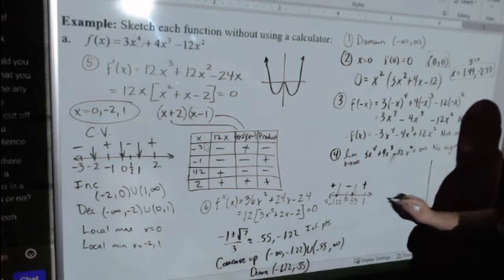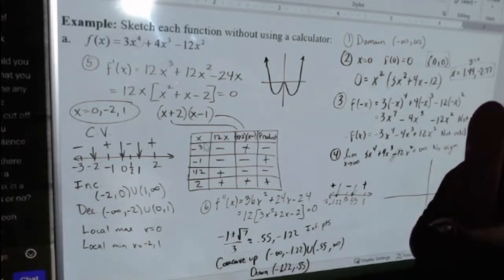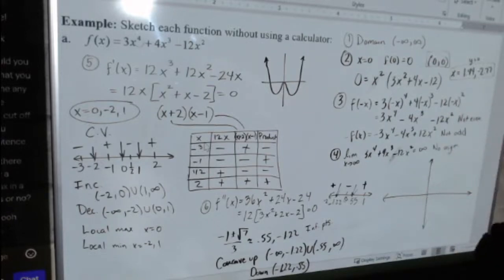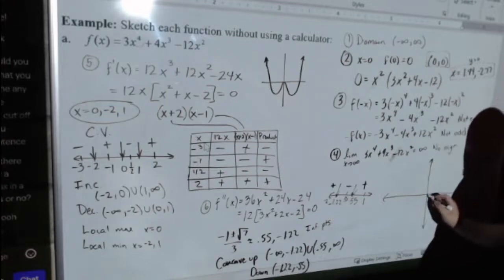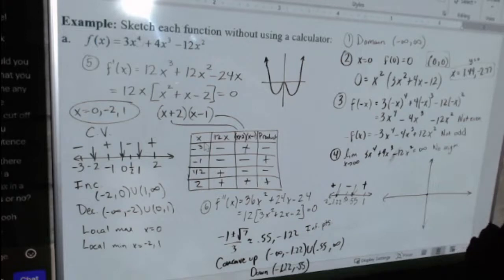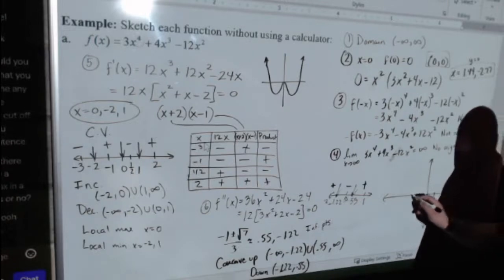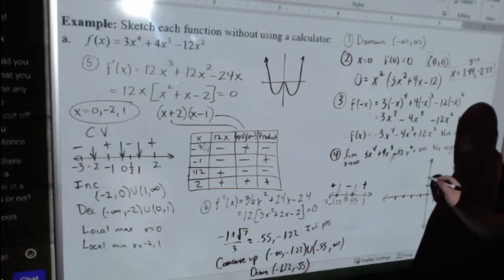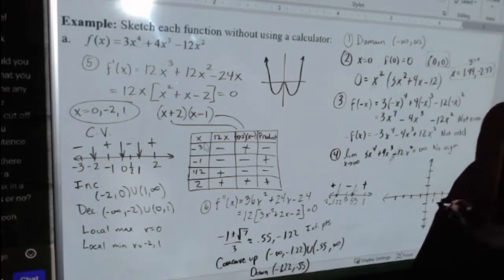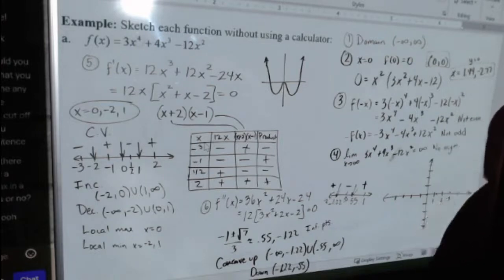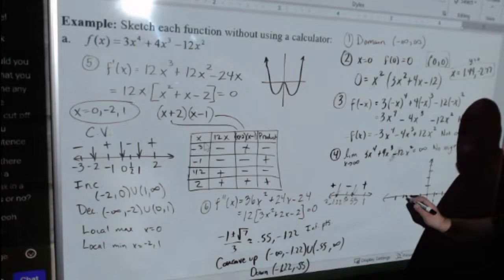So let me come over here where I have enough space, see if I can't figure this out. So we know we've got to go through the origin, right? So we've got to touch here. We've also got to cross at, I'm just trying to get an approximate scale here. We've got to cross at 1.44, so maybe there, and then negative 2.77, so somewhere around there.